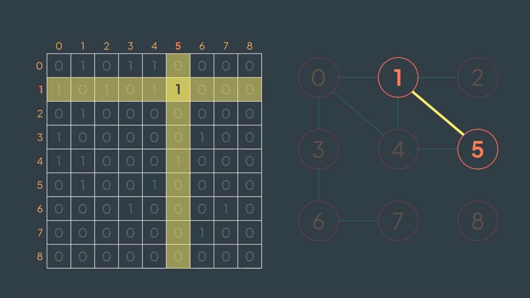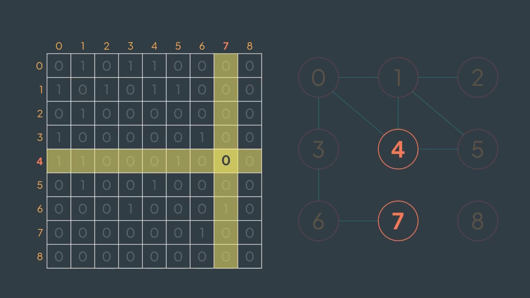Here is an example. We can see that matrix of 1, 5 is 1, so there is an edge from 1 to 5 as you can see. But matrix of 4, 7 is 0, then there is no edge from 4 to 7 as you can see.